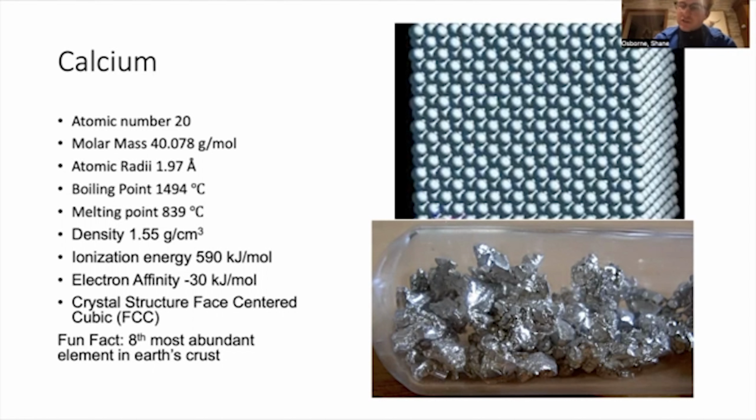The ionization energy is 590 kilojoules per mole. The electron affinity is negative 30 kilojoules per mole. And the crystal structure is face-centered cubic, or FCC, which is shown in this top picture right here, showing how the cubes stack one another three-dimensionally. And a fun fact about calcium is it is the 8th most abundant element in Earth's crust.